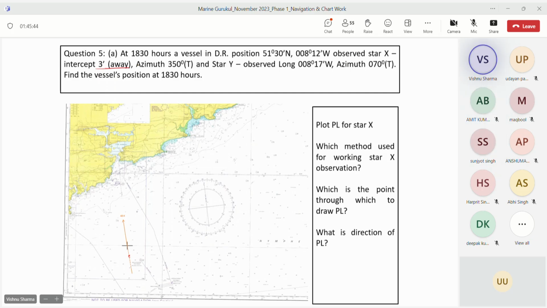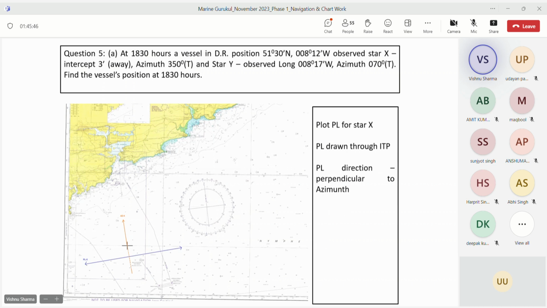Through the ITP, you'll draw perpendicular to the azimuth. And is this the PL for X? This is the ITP for X. Yes or no? Yes, sir.